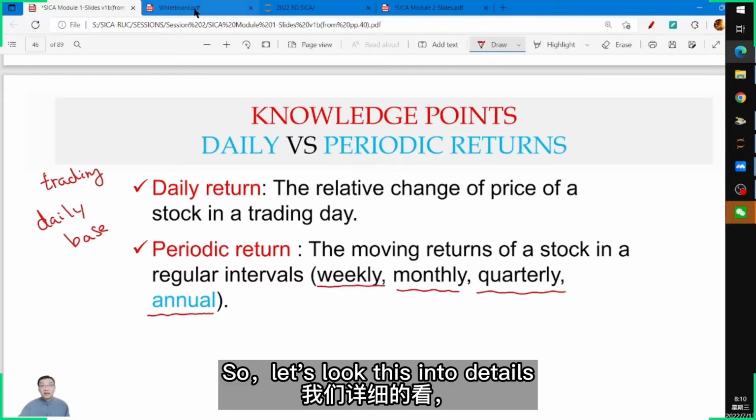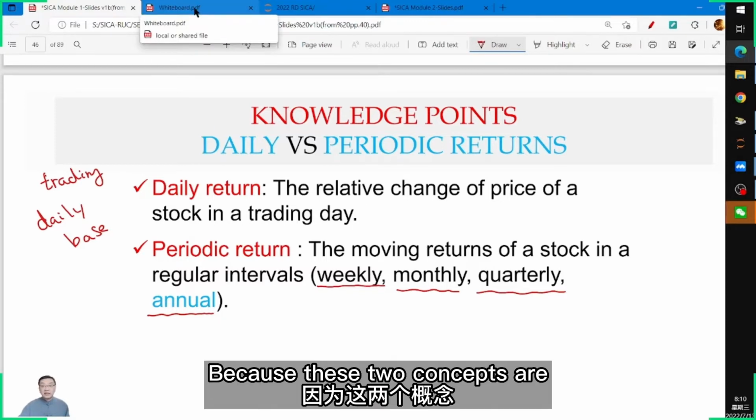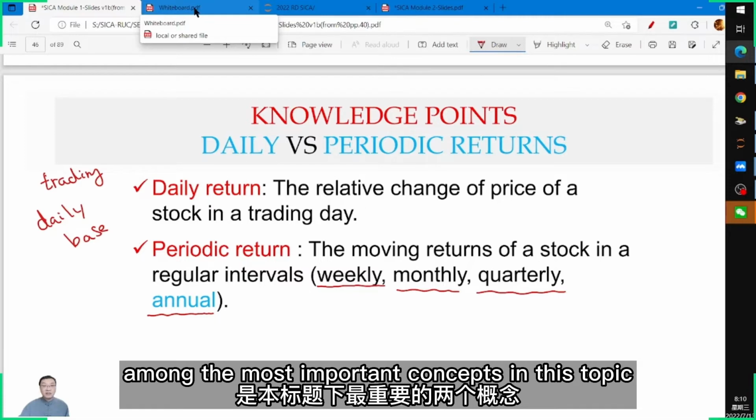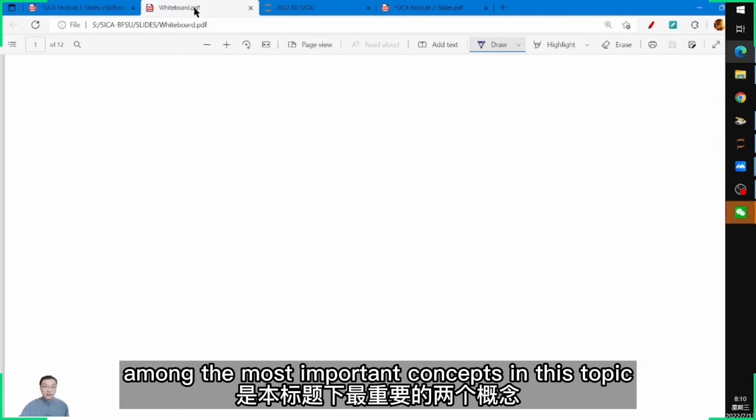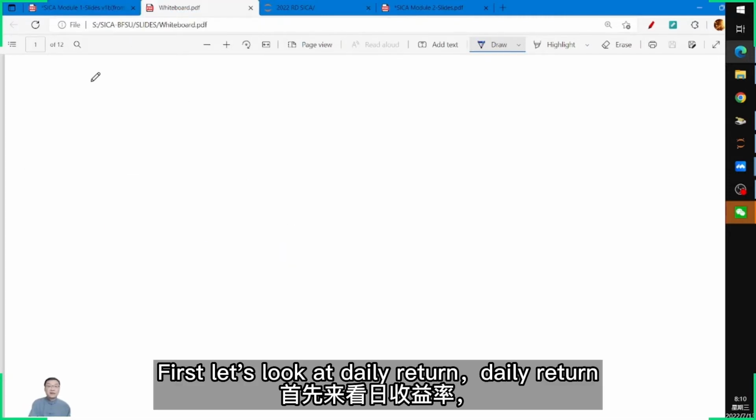So let's look into this in detail, because these two concepts are among the most important concepts in this topic. First, let's look at daily return.